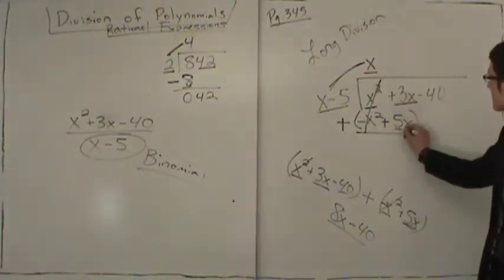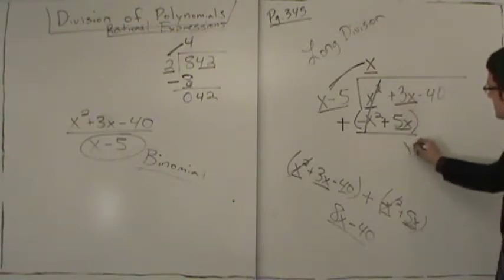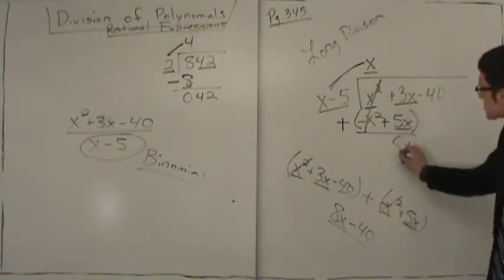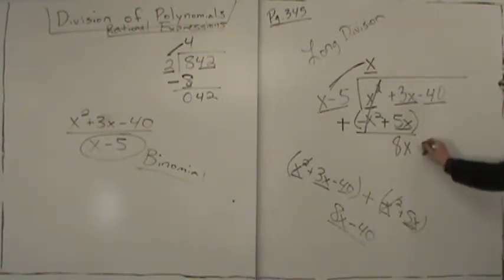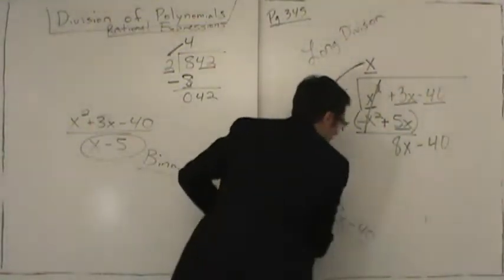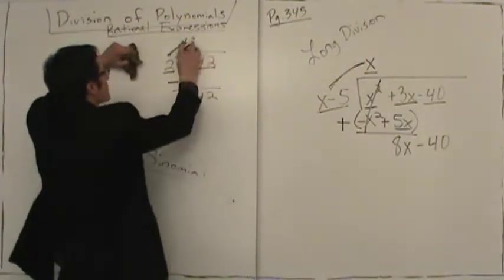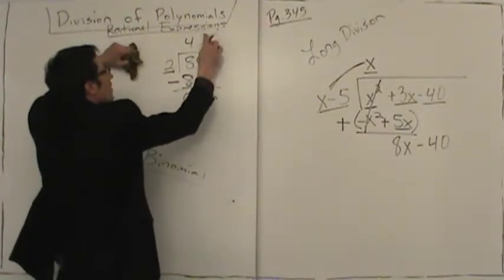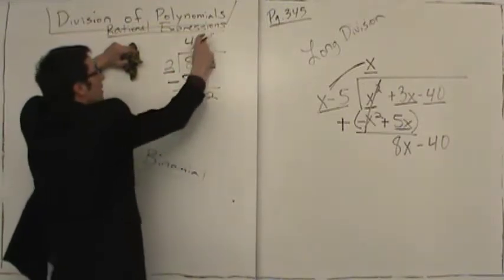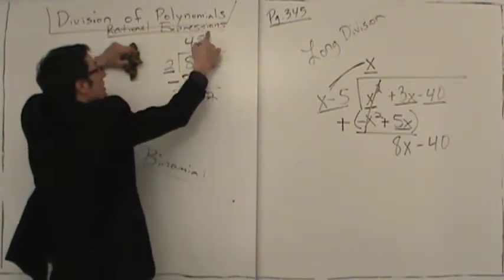Now 3x plus 5x. Do the x's match? Yes, so you can add. The x does not change. 3 plus 5 is 8. So we have 8x. Now bring down the negative 40 and start the process over again. Once we bring down the 42, we start the process over again. We ask the question, what multiplies by 2 to give 4? Hopefully you say 2. 2 times 2.